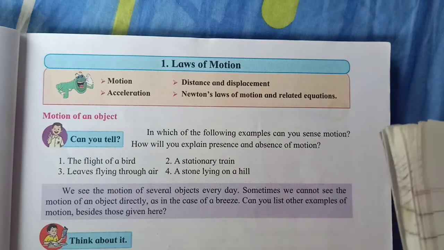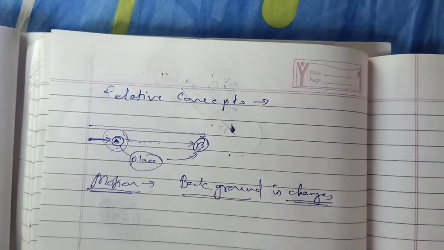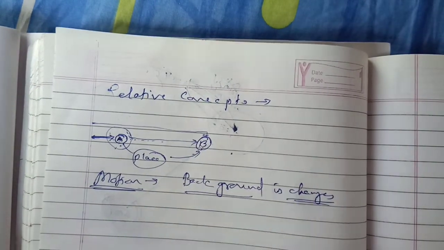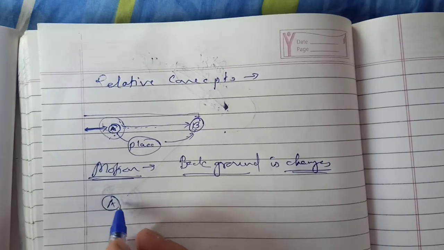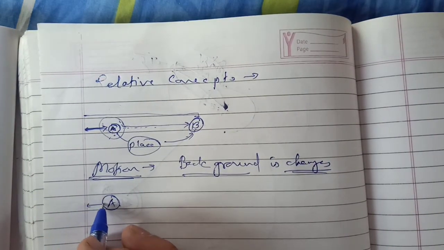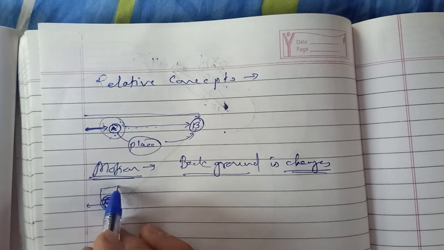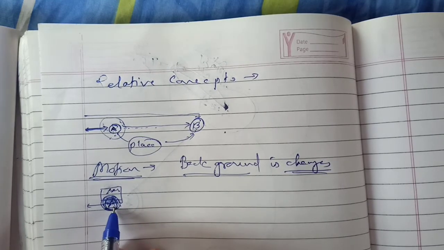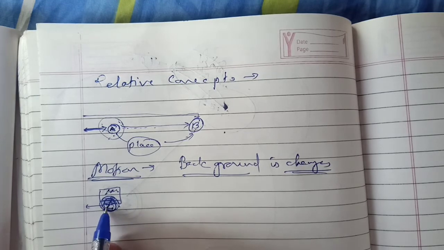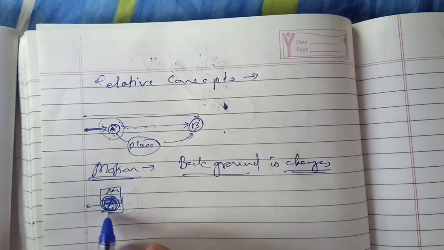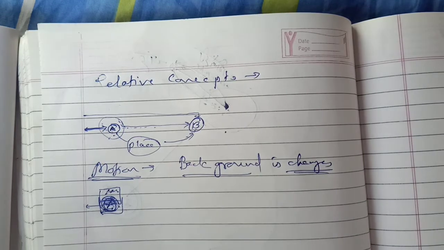And if the background does not change, if the object is here and it only vibrates, then after vibration it is at the same place, the background is also the same, and that's why we can say this object is not in motion.